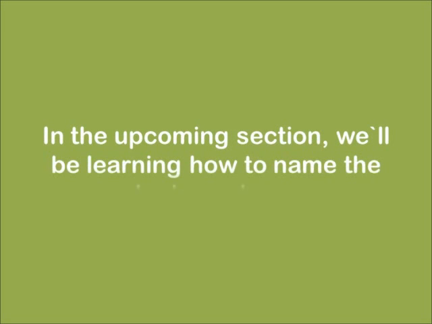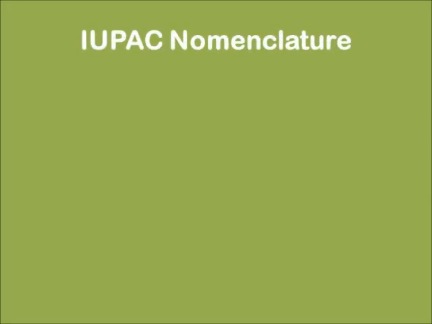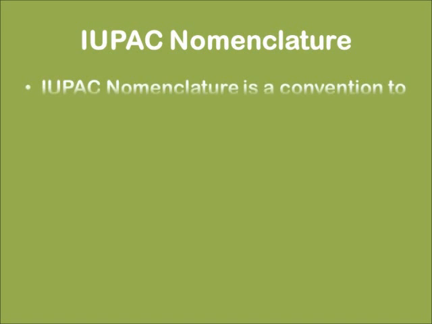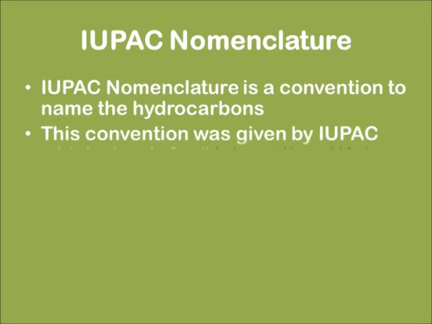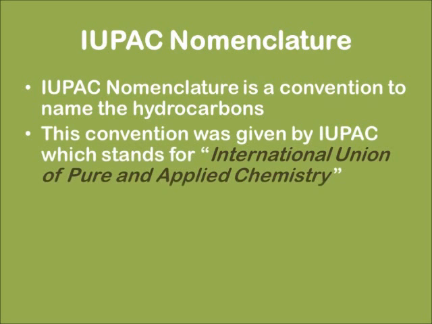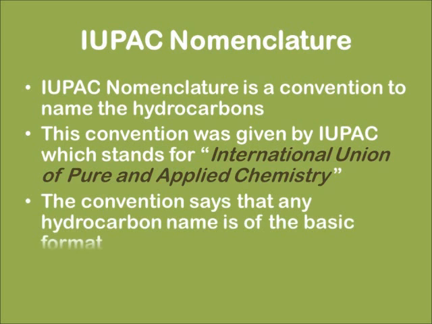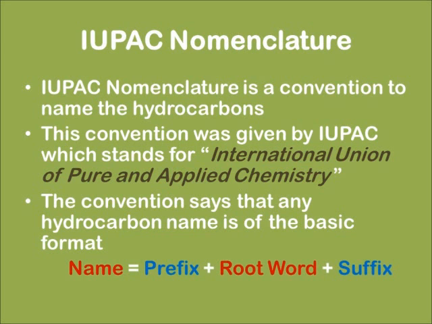In the upcoming part of the lecture, we will be learning how to name the hydrocarbons. So coming to IUPAC nomenclature. IUPAC nomenclature is a convention to name the hydrocarbons. This convention was given by the IUPAC, which stands for International Union of Pure and Applied Chemistry. This convention says that any hydrocarbon name is of this format: a prefix followed by a root word followed by a suffix.